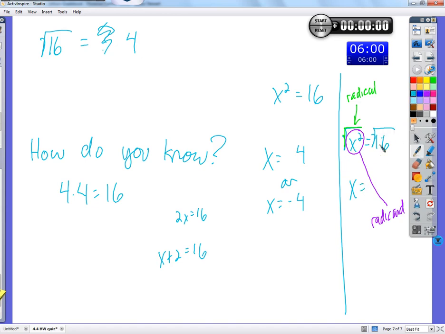Again, the square root of 16, we need to allow to be positive or negative 4. Instead of writing two equations, we could write one equation, but put plus and minus, and all that means is positive 4 or negative 4.